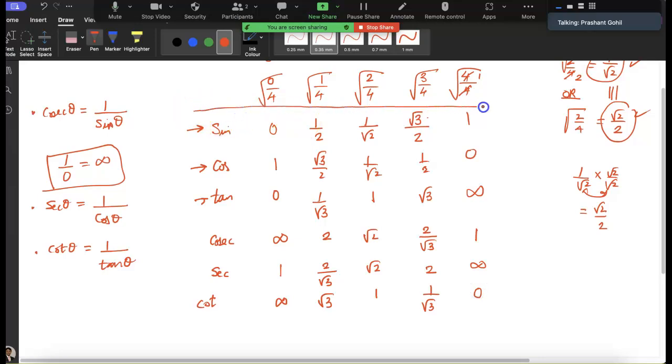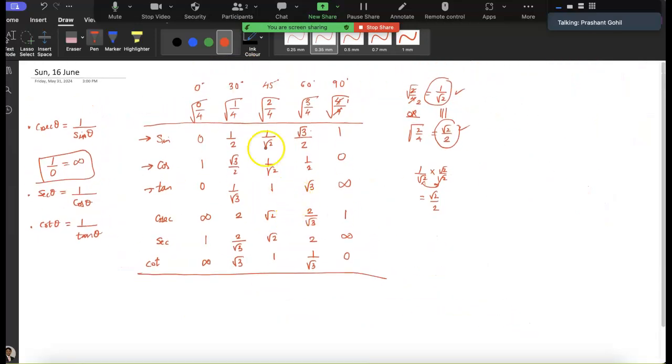So in exams when you're doing this, you can make this table and keep it. Every time you're doing sums of this sort, you simply refer to this table and write the values. That's it. You don't have to do anything fantastic. You have to simply refer to this table.